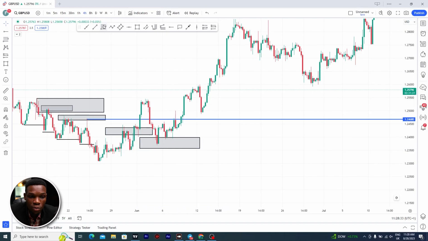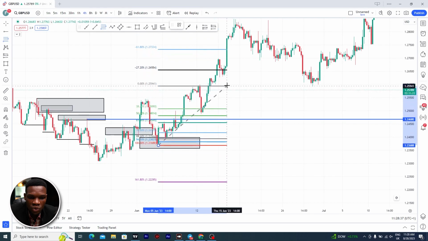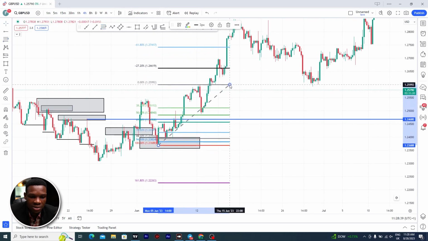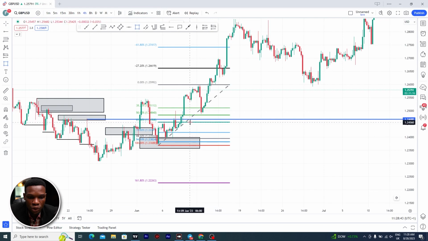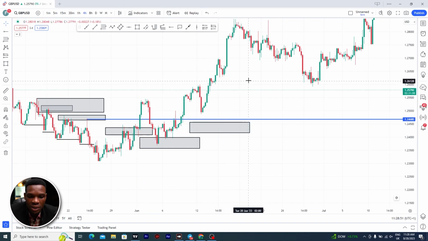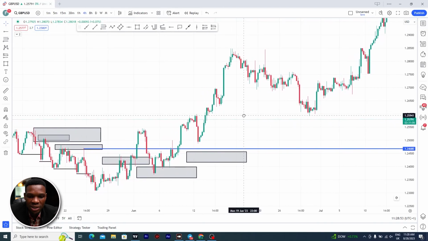It didn't get to my premium level, my premium zone, so I won't actually take these trades. It didn't get to my premium level, so I'll just see this trade out. So I don't pursue price. I allow price to come straight to me. So price didn't get here, so I'll just let it be like that.